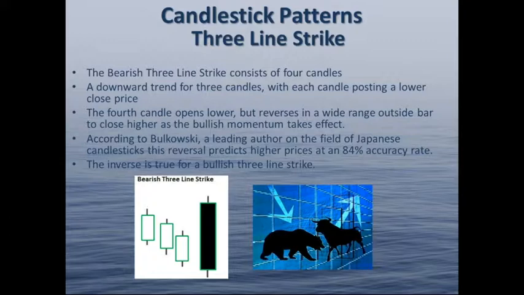The 3-line strike can be both bullish and bearish. I'll explain the bearish model, just so you're aware the bullish model would be the inverse of the below. The bearish 3-line strike consists of 4 candles, 3 of which are declining and recording a lower close price, whilst the 4th will initially open lower again before reversing in a wide range outside bar to end closing higher than the first candle in the series. Again, you can see this in the diagram in front of you.